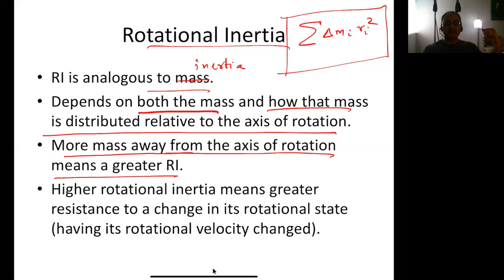The final point is something we've already discussed. A higher rotational inertia means a greater resistance to having its rotational state changed. That could mean getting it to rotate if it's at rest, or if it's already rotating, changing the state of rotation by speeding it up or slowing it down. It's more difficult to do if the rotational inertia is greater. That clear to all of you?